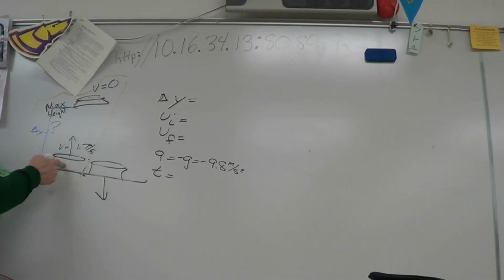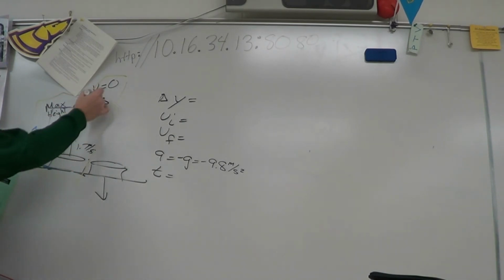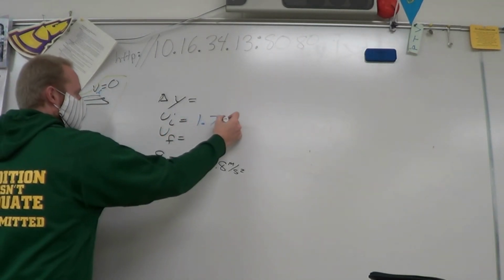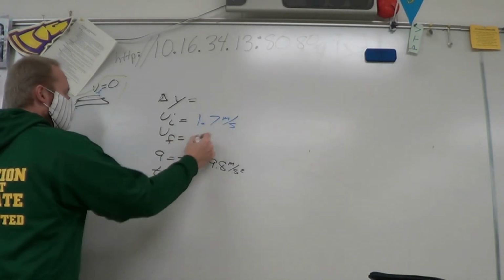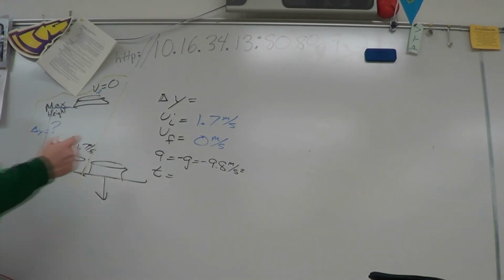So if this is my starting location, what kind of velocity would we title this? VI. And at maximum height, what would we call that velocity? VF. So then we can say my initial velocity is 1.7 meters per second, and my final velocity at maximum height is 0 meters per second. And the question being asked is how high did it go? I'm only looking at the upward part, so I'm choosing to only look at max height.